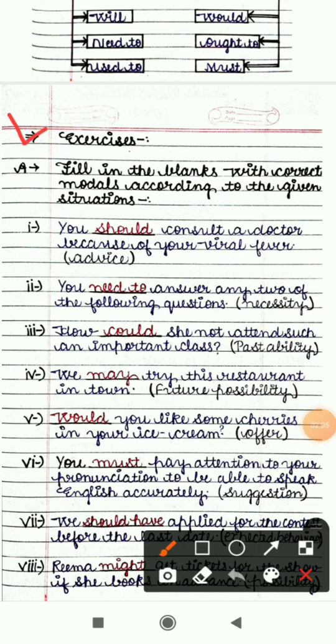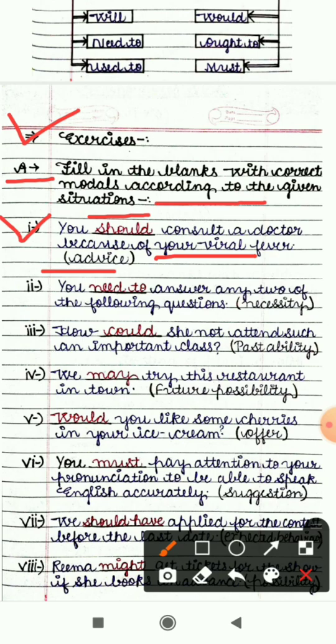Next is exercise A, and the heading is: fill in the blanks with correct modals according to the given situations. So we have to fill the blanks with the correct modal, and the situation is being given here. We have to fill the modal according to the situation only. First sentence is: you dash consult a doctor because of your viral fever. So here we have to give advice, and for giving advice we use should. So that's why we have filled should. You should consult a doctor because of your viral fever.